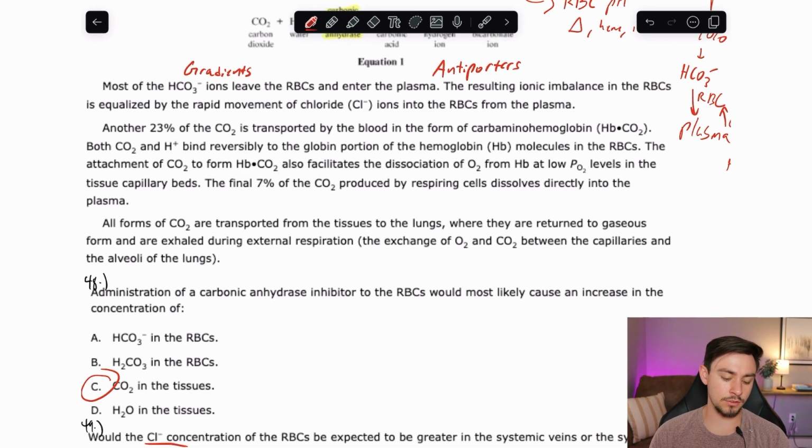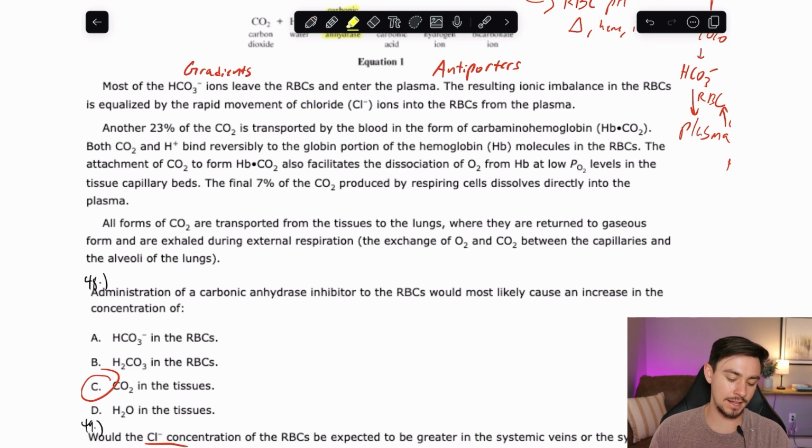Another 23% of the CO2 is transported by the blood in the form of carbaminohemoglobin. You'll learn that word in medical biochemistry and then you'll forget it. Cheers. Another 23% of the carbon dioxide is transported by the blood. Oh, I already read that one.